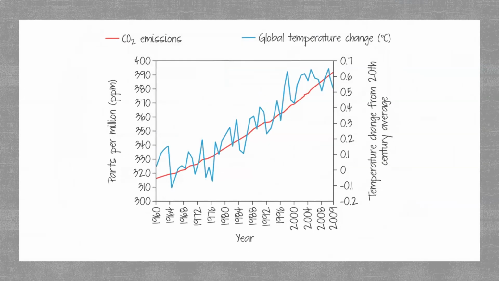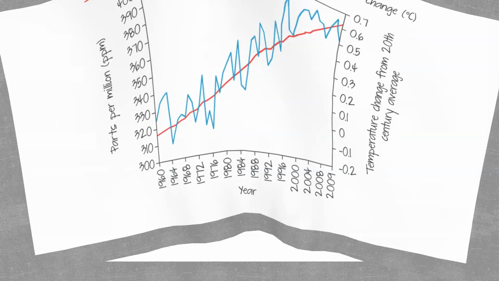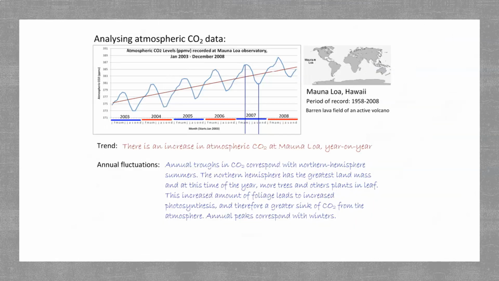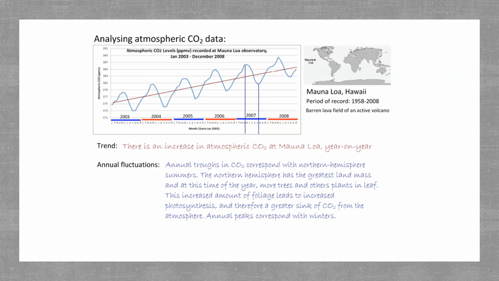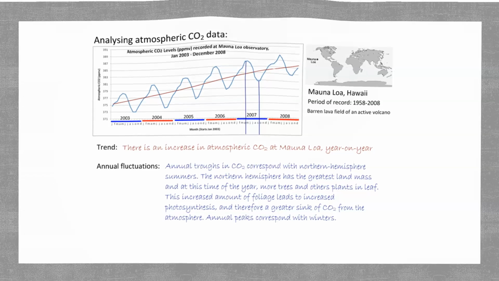The same is shown here, but just in a little bit more depth. This is going from 1960 to 2009. This is 2003 to 2008. So that's a wider scale there. The red line is the average. It's showing the trend, so it's a trend line.